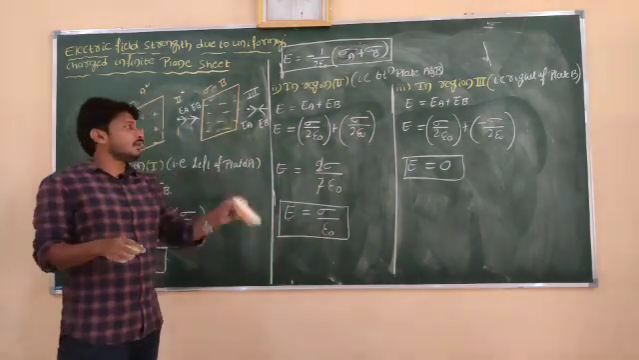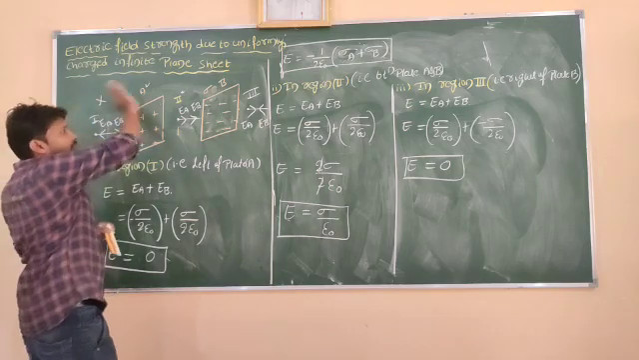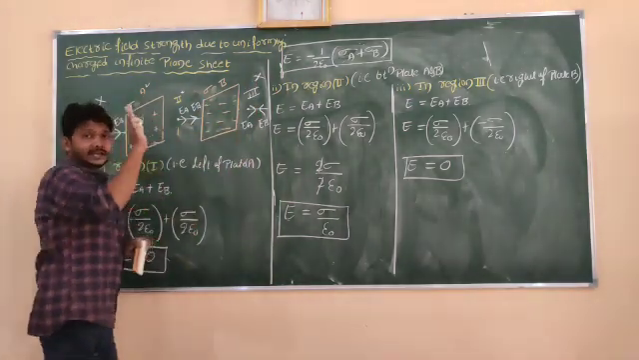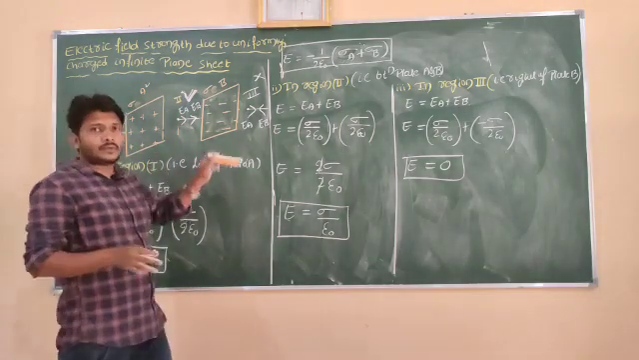Look here, if one plate is positive and another one is negative, the electric field in the outer region is 0. Electric field is present only between the plates. So did you get my point?